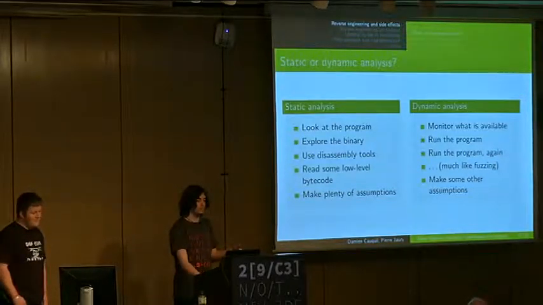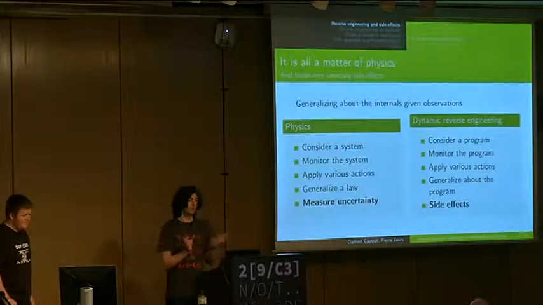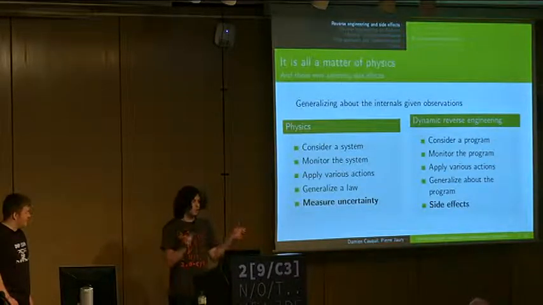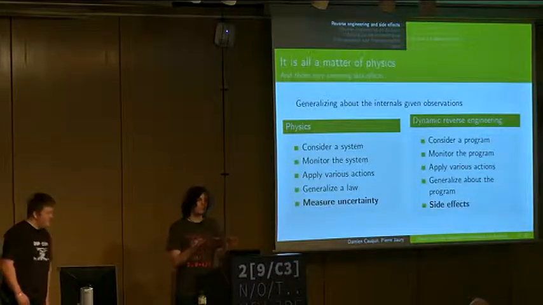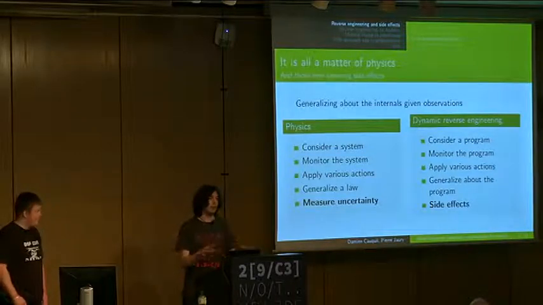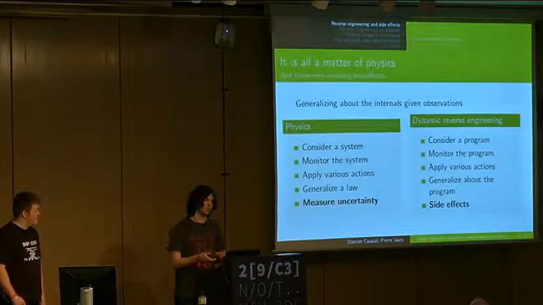For both of those ways, you make assumptions. But I like to compare dynamic analysis with a very different field, which is physics. I like to make this comparison between reversers and physicists, because both do some very similar things. They consider a system or a program or whatever, and they monitor what is available to monitor. And then they apply actions. They do things on the application, they do things on the systems, and they generalize from the observations.